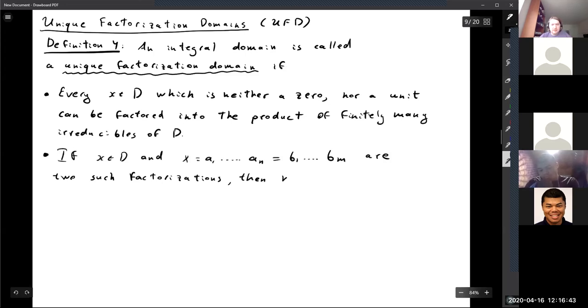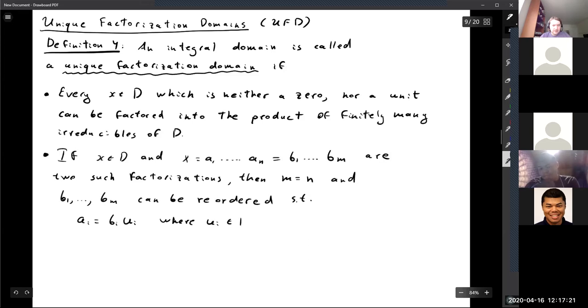Then first of all, m equals n, and b1 to bm can be reordered such that ai is just bi multiplied by ui, where ui is a unit.